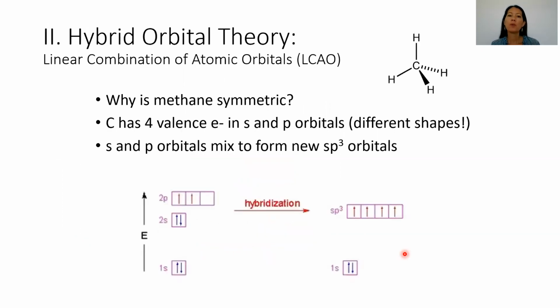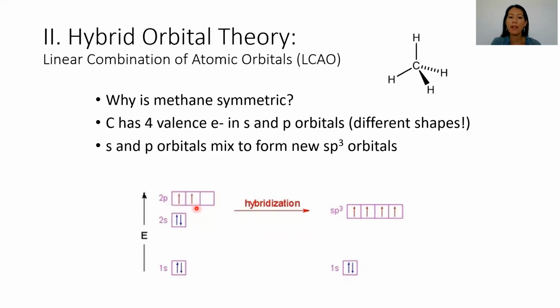The next type of orbital theory is basically a theory to explain why certain molecules are symmetric. And this is called hybrid orbital theory. We can take methane here, CH4, and note that experimentally, this is a tetrahedral molecule, perfectly symmetric. But how is that even possible when the outer electrons of carbon come from a 2s and two 2p orbitals?